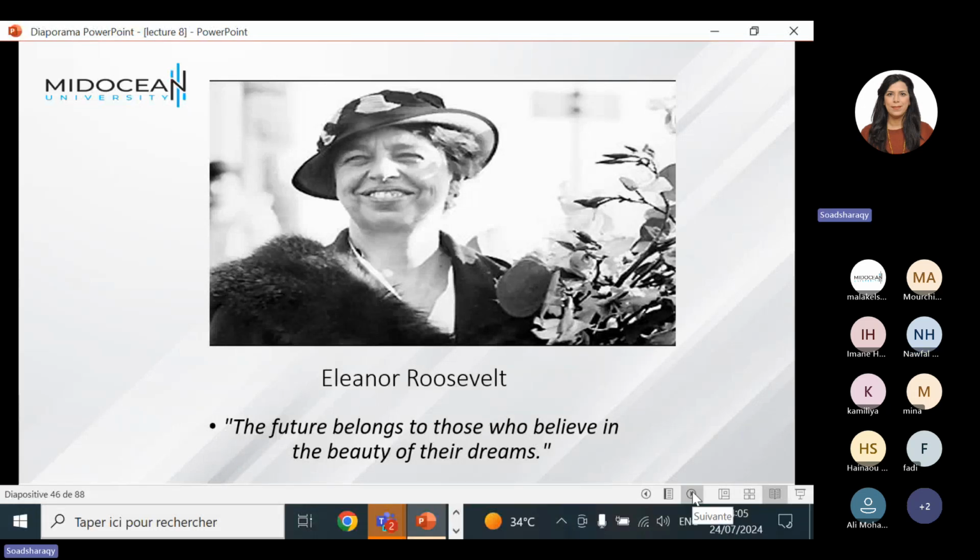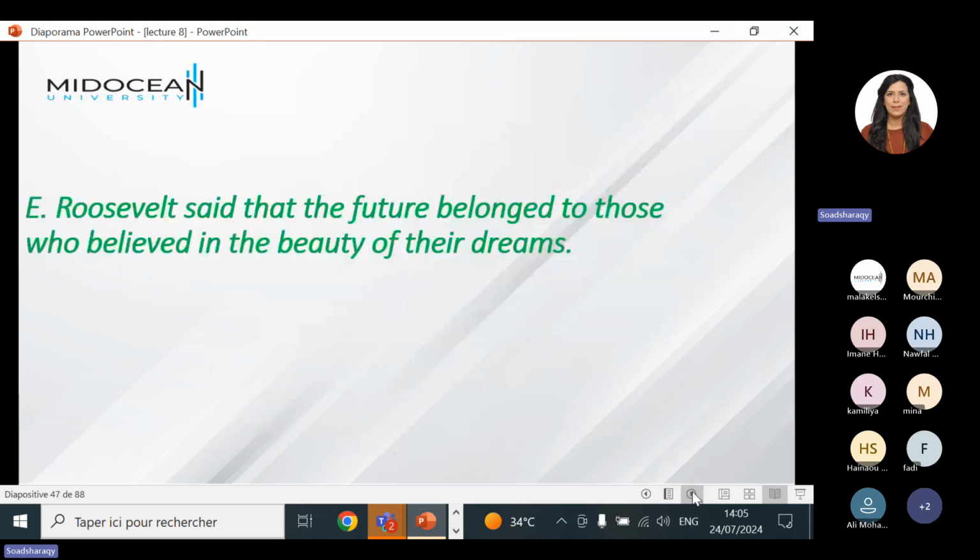So Roosevelt said that the future belonged. Okay, so it's a regular verb, simple past, infinitive plus ed, to those who believed, as you said, believed in the beauty of their dreams. So in this sentence, we changed the simple present tense into simple past. Thank you so much for your participation.